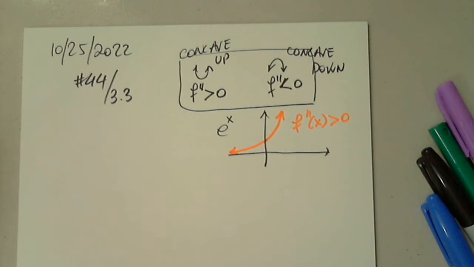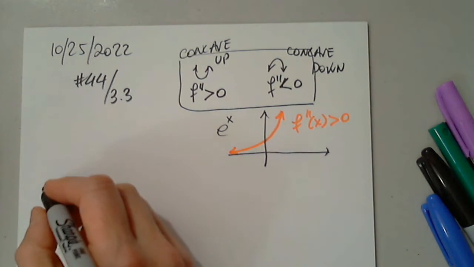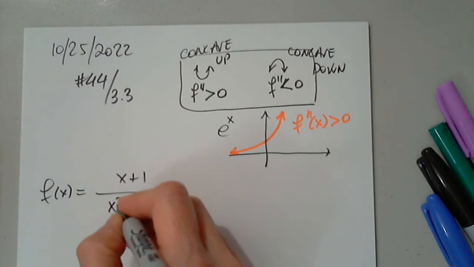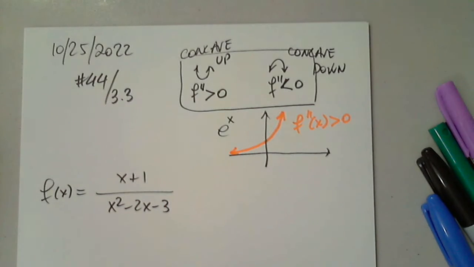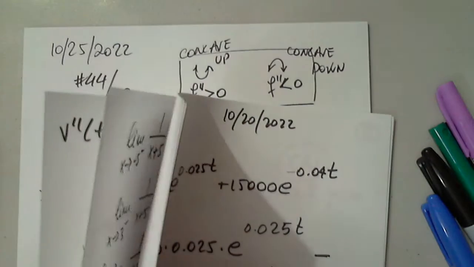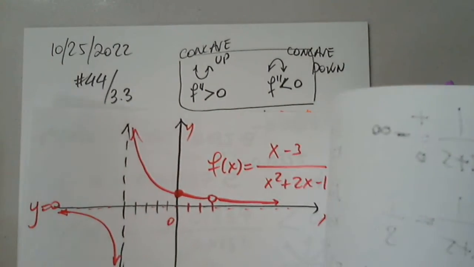Okay. Is that better? Yeah. Okay, so now we're looking at 44. I'm assuming 44 is the function (x plus 1) divided by (x squared minus 2x minus 3). Is that the one? Yes. Okay, so we can do it, of course, there is no question about it, but it's exactly the same as this one.